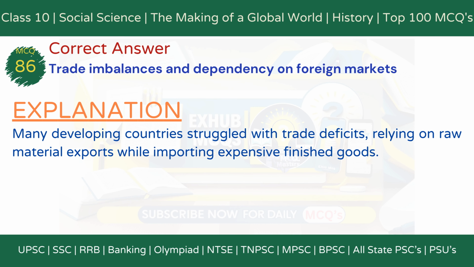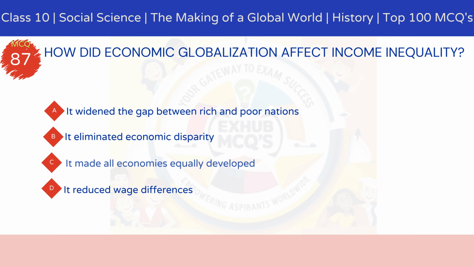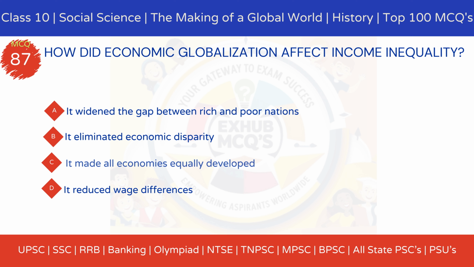The correct answer is option A. Trade imbalances and dependency on foreign markets. Explanation. Many developing countries struggled with trade deficits, relying on raw material exports while importing expensive finished goods. MCQ 87. How did economic globalization affect income inequality?